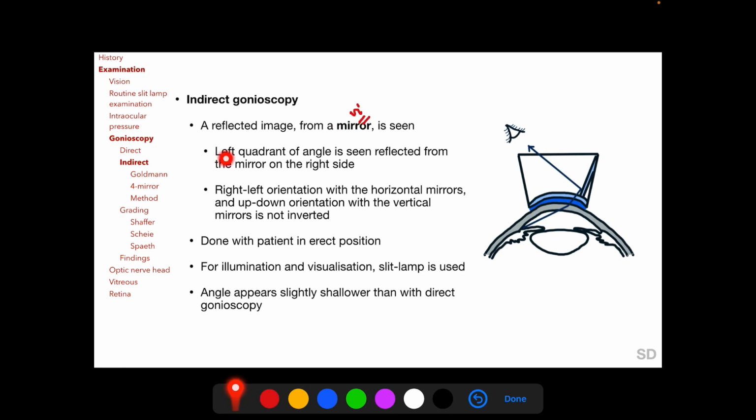The left quadrant of the anterior chamber angle is seen reflected from the mirror in the gonio lens on the right side of the patient. But as we will be seeing, right-left orientation with the horizontal mirrors and up-down orientation with the vertical mirrors is not inverted. Unlike direct gonioscopy, indirect gonioscopy is done with the patient in the erect position, and for illumination and visualization the slit lamp is used. And in indirect gonioscopy, the anterior chamber angle appears slightly shallower than with direct gonioscopy.